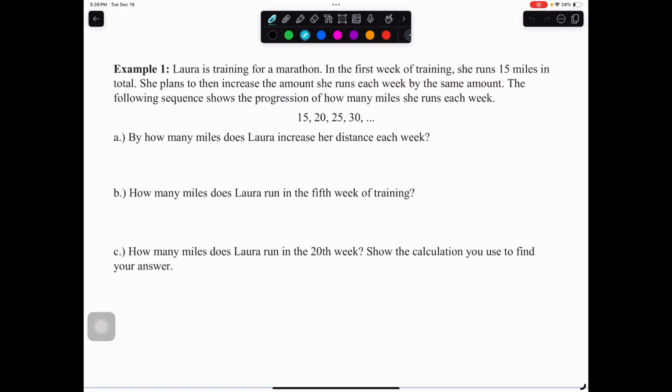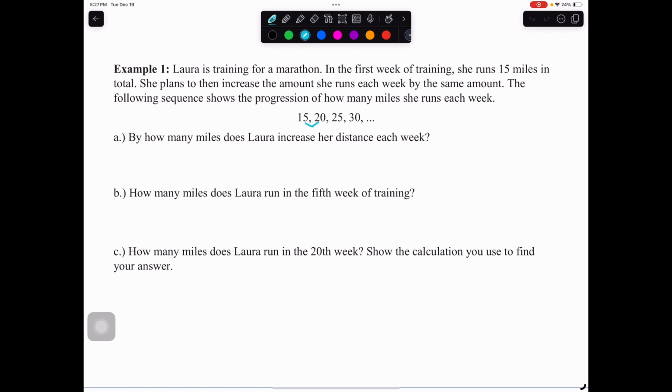So now let's look at example 1 together. Laura is training for a marathon. In the first week of training, she runs 15 miles in total. She plans to then increase the amount she runs each week by the same amount. The following sequence shows the progression of how many miles she runs each week. So we see 15, 20, 25, 30.